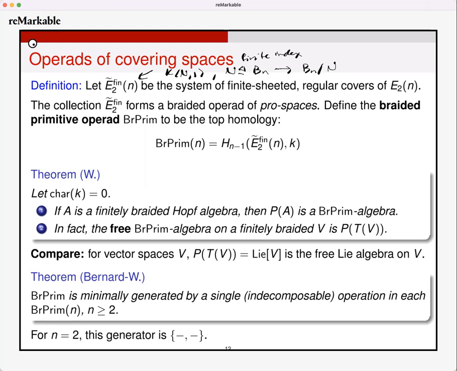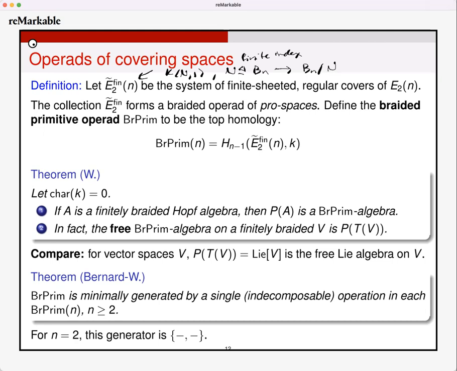We can take the top homology as before, and that's going to be an inverse system of vector spaces. That forms an operad of pro-vector spaces now, and I'll call that the braided primitive operad. So if we work in characteristic 0, we can prove that if A is a finitely braided Hopf algebra, then its primitives are an algebra over this operad, BrPrim. And not in a dumb way: the free objects are correct.